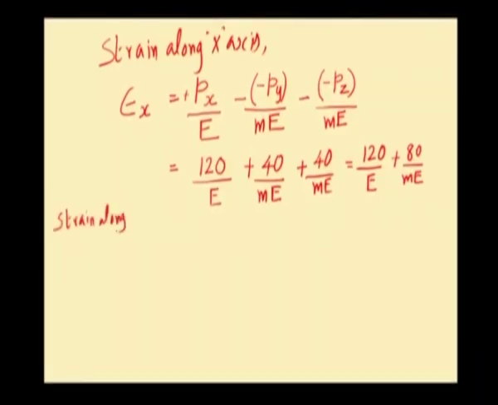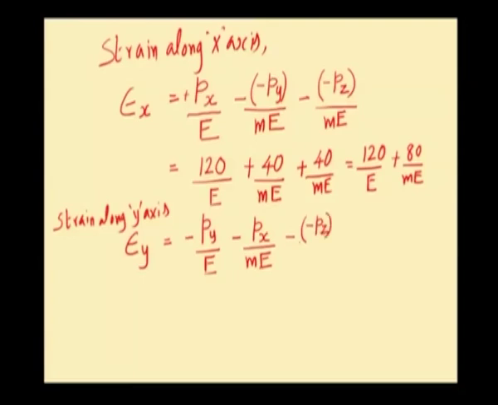Likewise, strain along y axis will be given by epsilon y, which will be P y by E, where P y is the direct stress acting along the y axis, but that stress is compressive in nature and hence we have to put a minus sign here. Then minus of the strain acting along the other two axes, which will be strain acting along x axis and strain acting along z axis. Strain acting along x axis will be P x divided by mE. Now, since P x is a tensile stress, we have a positive sign here. Then minus P z divided by mE. P z is a compressive stress, so we will have a negative sign, minus P z divided by mE.